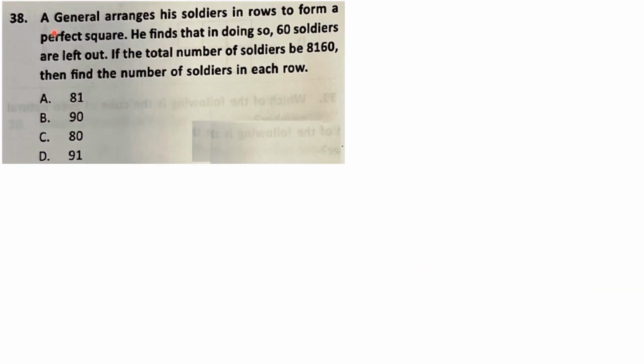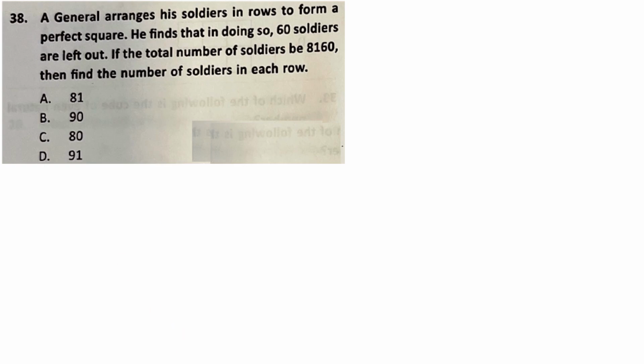Now question number 38. A general arranges his soldiers in rows to form a perfect square. He finds that in doing so 60 soldiers are left out. If the total number of soldiers is 8,160, then find the number of soldiers in each row. It is given in the question the total number of soldiers is 8,160, but 60 soldiers are left out when he was arranging in rows such that they form a perfect square.